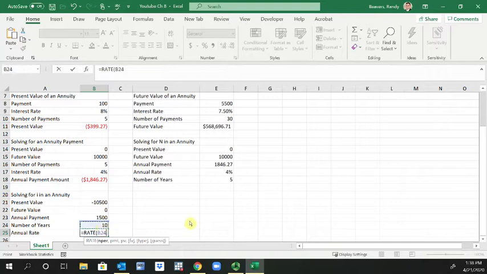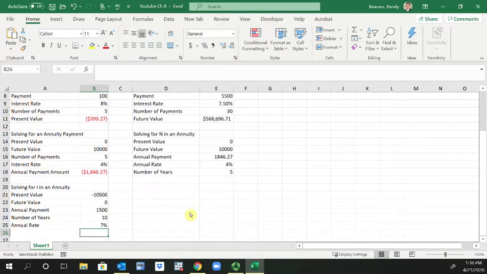The RATE will be number of periods 10, followed by the payment of $1,500. And the present value is $10,500. That's all you need, okay? That's all the requirements for this. So we see we get 7%. If I expanded that to two decimal places, that's 7.07% yield for this particular type of investment.